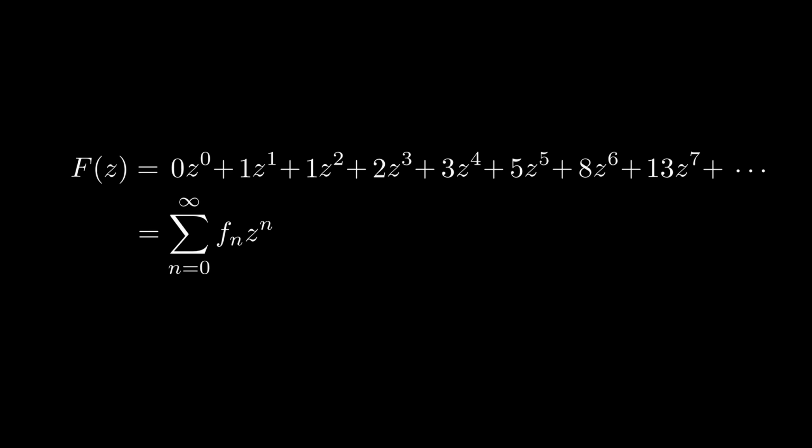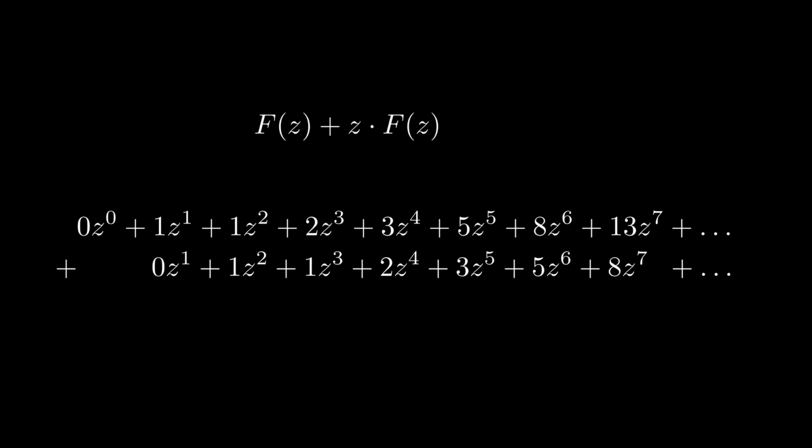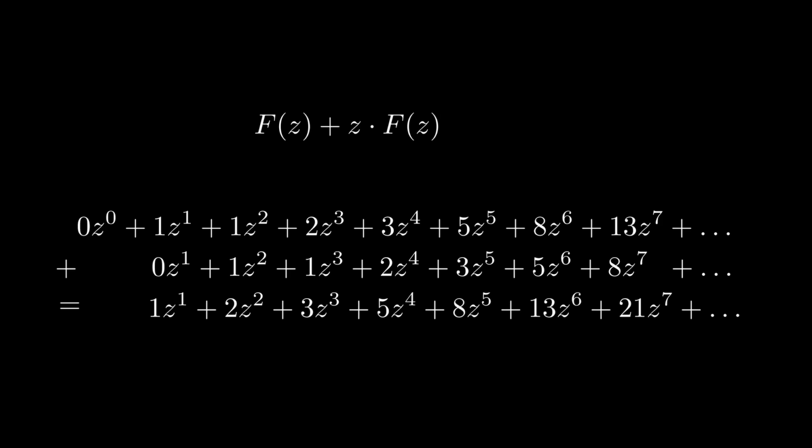Our goal is to use this framing to reverse engineer the coefficients of the power series, and hence the Fibonacci sequence itself. Let's consider the expression f of z plus z times f of z. We write out each power series and distribute the z. This increases the power of each term by 1, so to add these together, we shift over z times f of z. Then, adding up the terms, we get a somewhat familiar looking series.